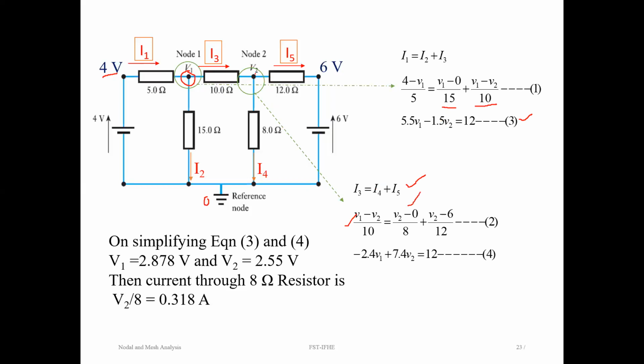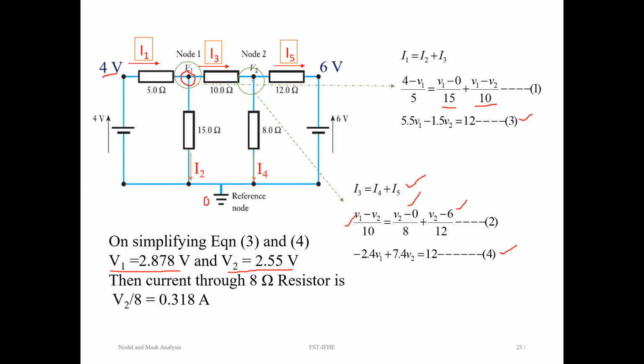And then what is the current flowing from V2 to this 6 volts? This is at 6 potential, assuming that V2 is greater than 6. So the current is V2 minus 6 by 12 ohms. Simplifying this, you will get minus 2.4 V1 plus 7.4 V2 is equal to 12. Now take equation 3 and equation 4 and simplify these equations either by Cramer's rule, substitution method, or using a calculator. Then you will get V1 is equal to 2.878 volts and V2 is equal to 2.55 volts.